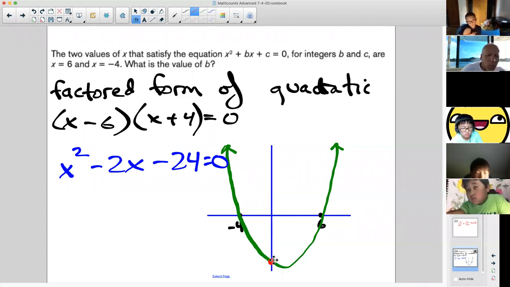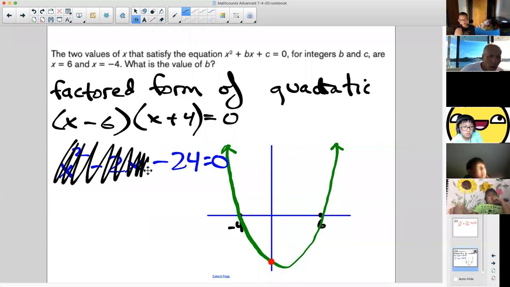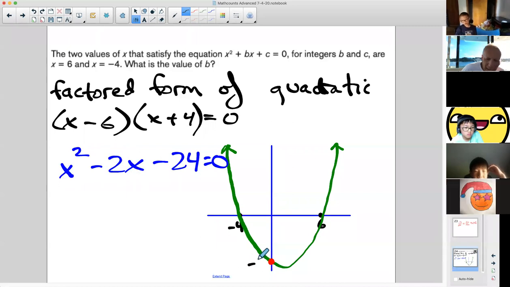But guys, what is the y-intercept, Ethan? What's the y-intercept, please? Remember, where x is 0. -24. Ethan, you see it? Yeah, so that's -24.